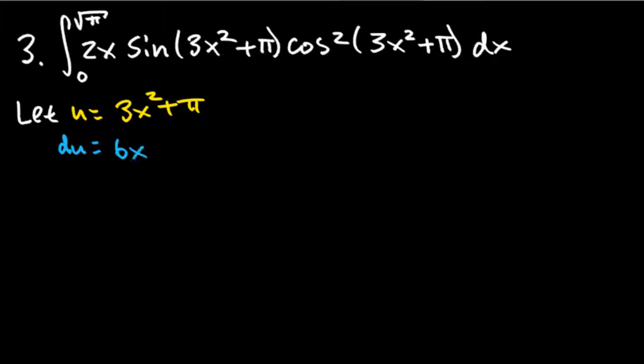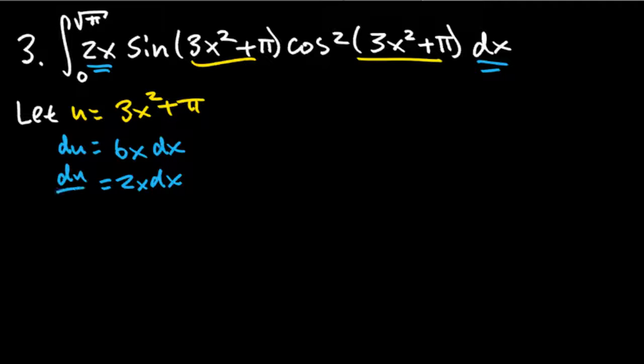So du is 6x dx. So that's going to be what u becomes, and then basically that is going to be what dx becomes. Let's make that exactly the same. In order to get 2x dx, we have to divide by 3 on the other side. So what we end up with then is the integral from, okay, so what's this going to turn into? Plug in 0 there, we get pi. Plug in pi there, we get 3 pi plus pi, so 4 pi.